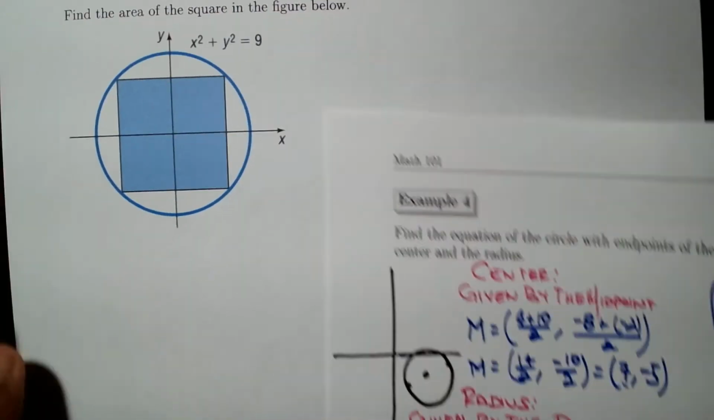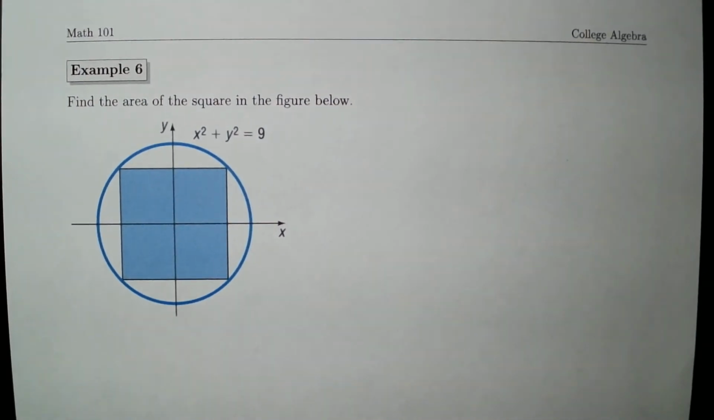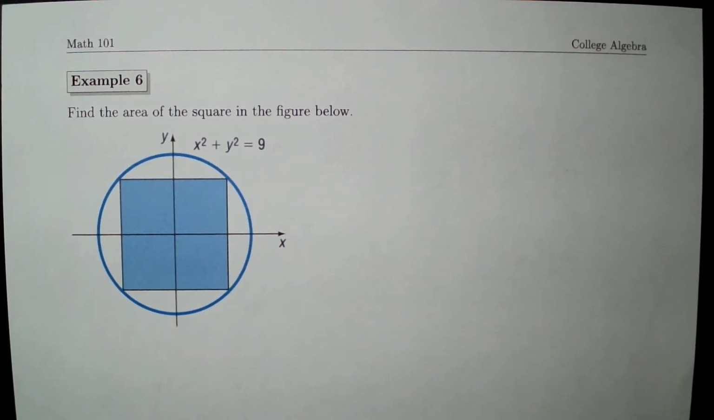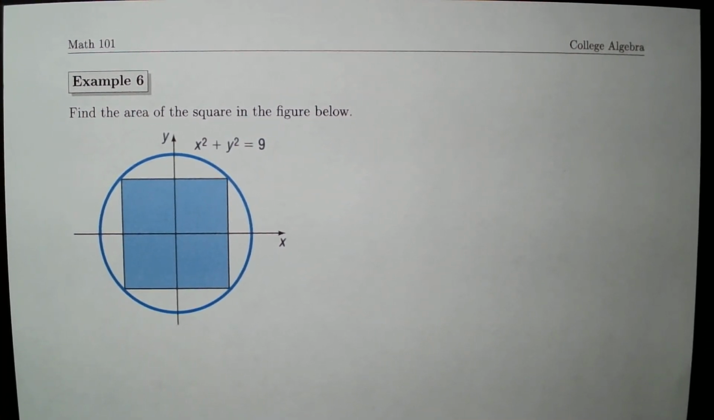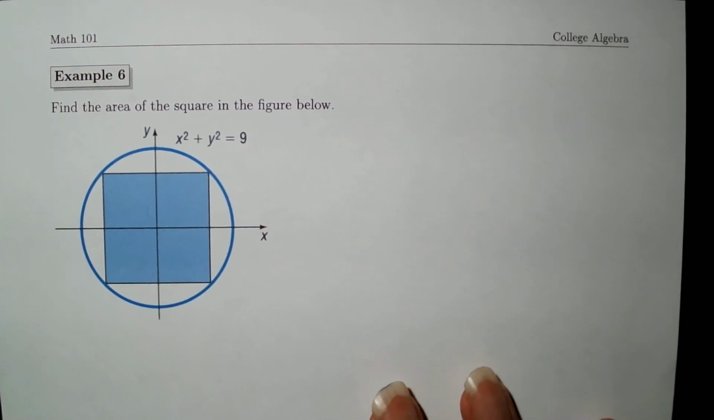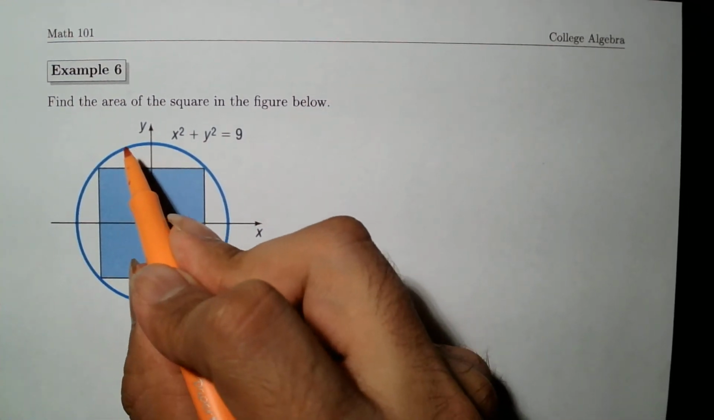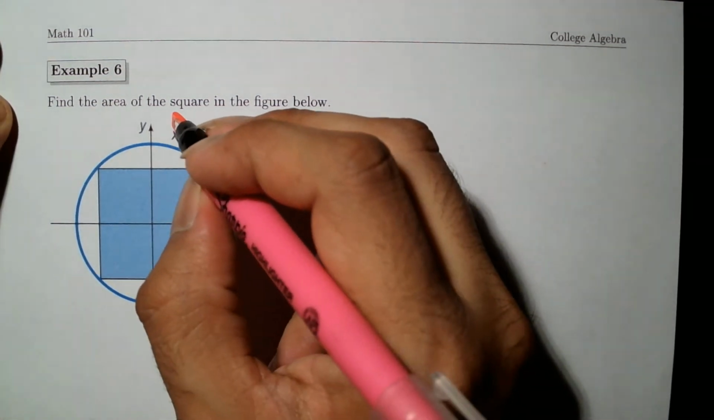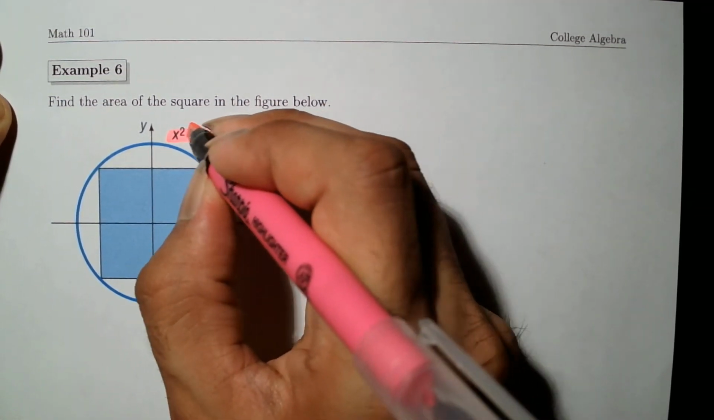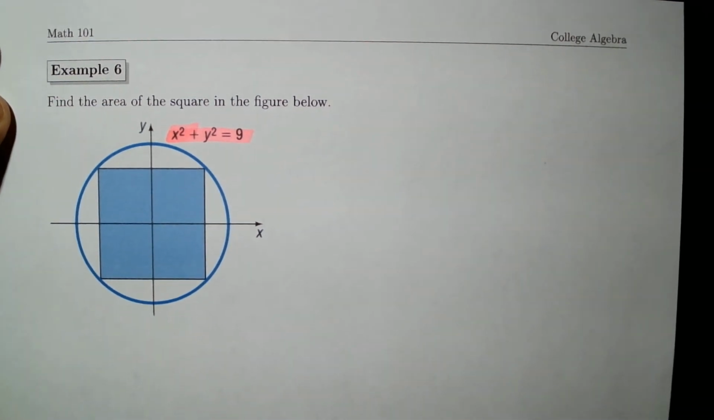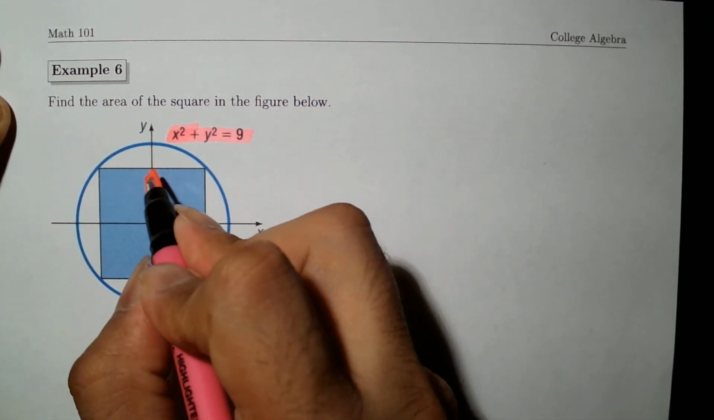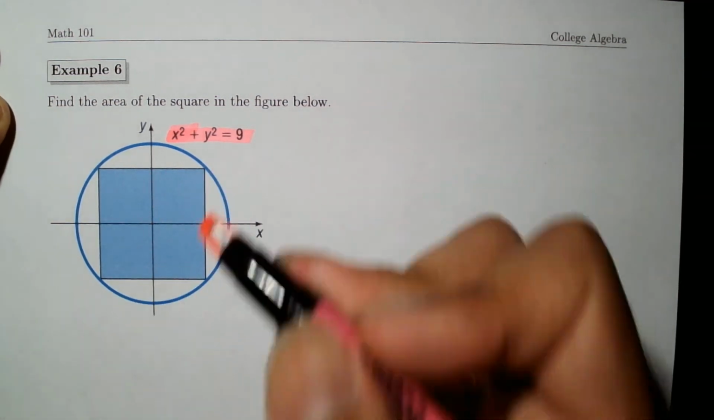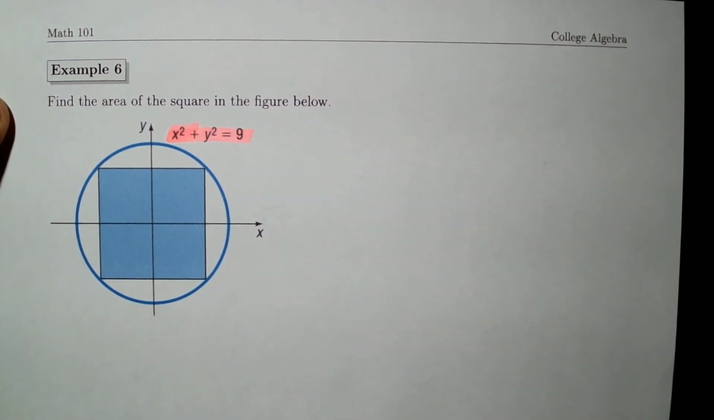Alright, to wrap up this section, we are going to go over another very classical and interesting problem. Alright, so what is this problem about? We are given this circle along with its equation. That's the only piece of information that they give us. They're asking us to find the area of the square inscribed inside the circle.